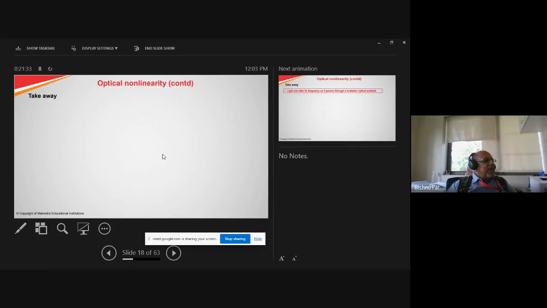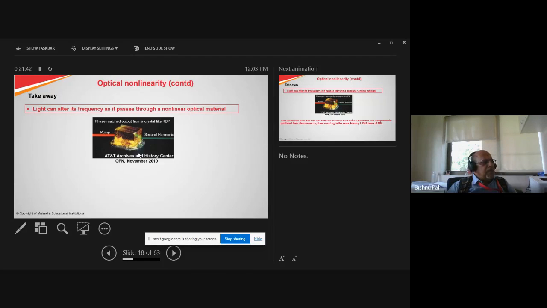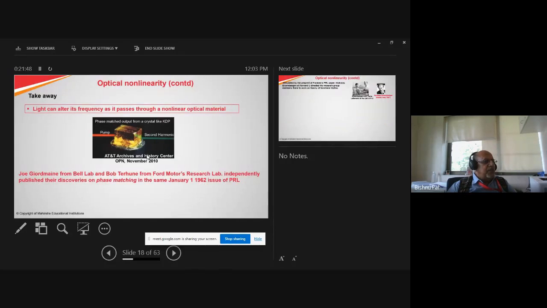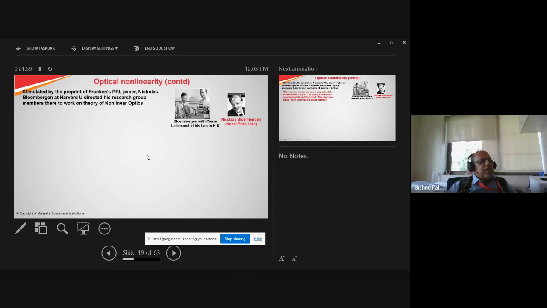So what was the takeaway from this experiment and these observations? Light can alter its frequency as it passes through a nonlinear optical material. In particular, its effect would be strong if you satisfy the so-called phase matching condition. And this is a picture from AT&T archives. So Giordmaine from Bell Lab and Bob Terhune from Ford Motors Research Lab independently published their discoveries on phase matching in the same January 1962 issue of PRL.